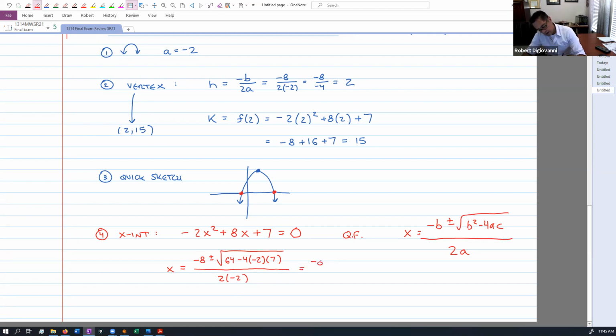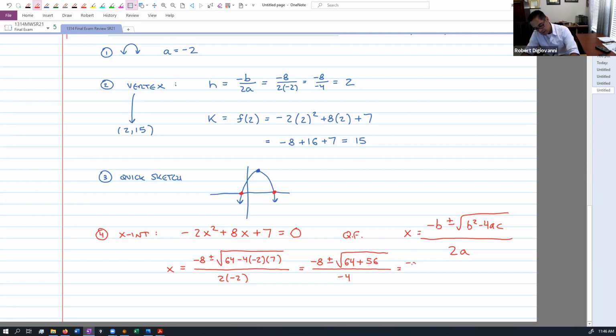This gives me -8 plus or minus the square root of 64. Now, because I see 2 negatives, an even number of negatives, I know I'm going to have a plus here. And now I just need to multiply 4 times 2 times 7. So 4 times 2 is 8, 8 times 7, 56, over -4.